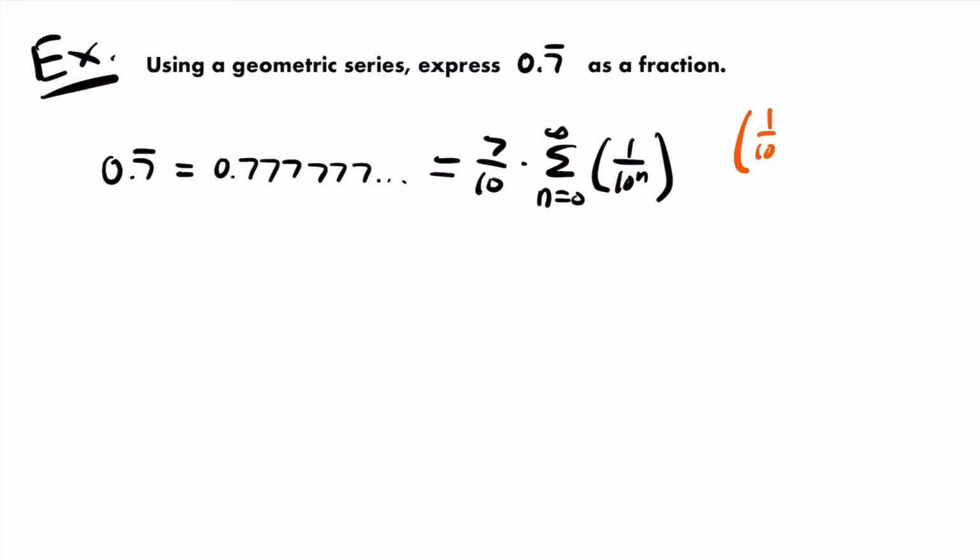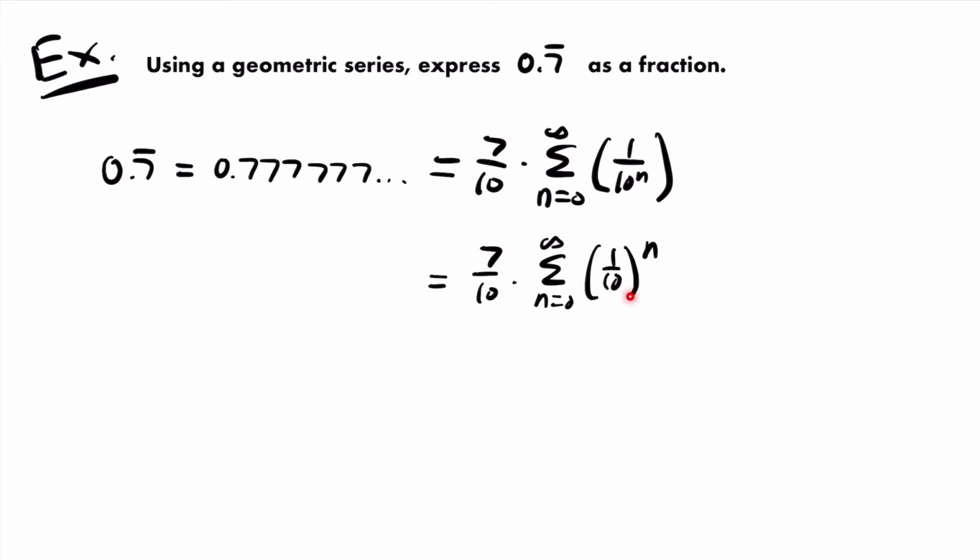If we have 1/10 to the power of n, that would be equal to 1 to the power of n divided by 10 to the power of n, and 1 to the power of n, where n is a finite number, is just going to be equal to 1. So this is equal to 1 divided by 10 to the power of n, which is what we have right here. And so we can rewrite that to be 1/10 to the power of n. And so if we do that, this will be equal to 7/10 times the sum from n equals 0 to infinity of 1/10 to the power of n.